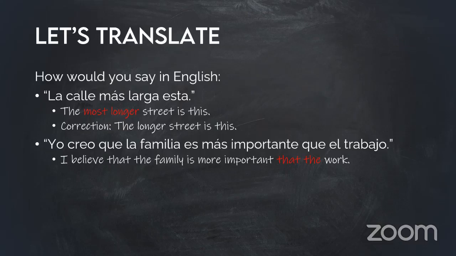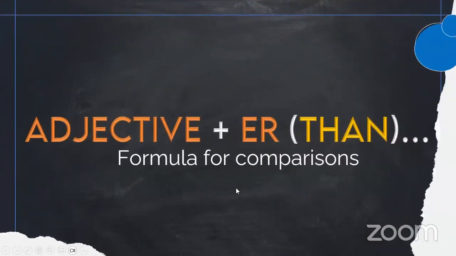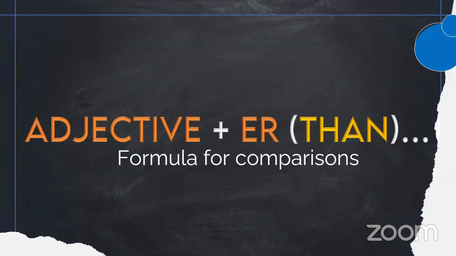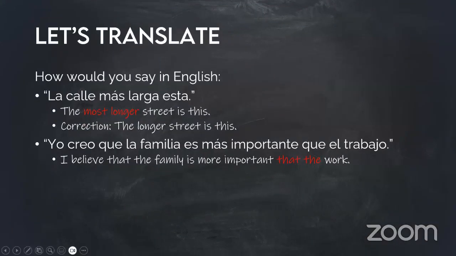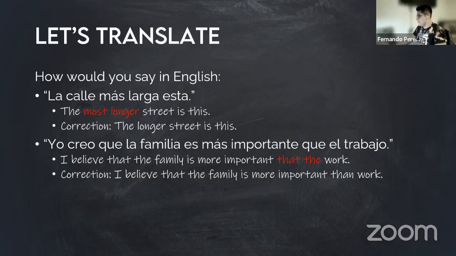Yesterday we saw the connector for comparison. Yesterday we spoke about this. Many students confuse that and then. That's one of the common mistakes. Correction. I believe that the family is more important than work. That's much better. Very good. Okay, we are going places.